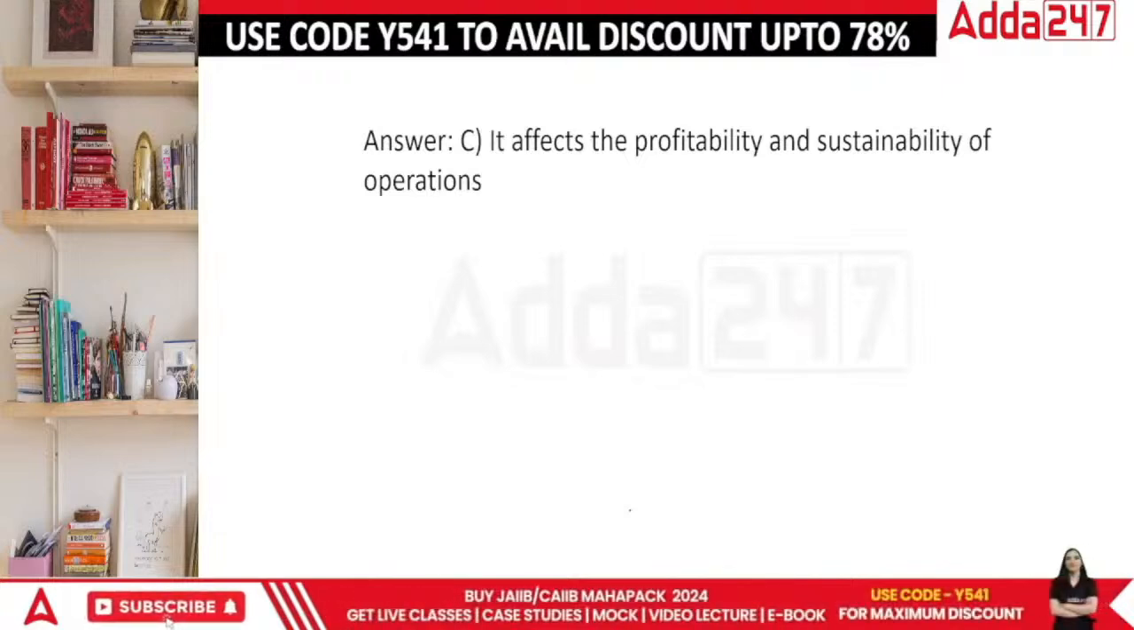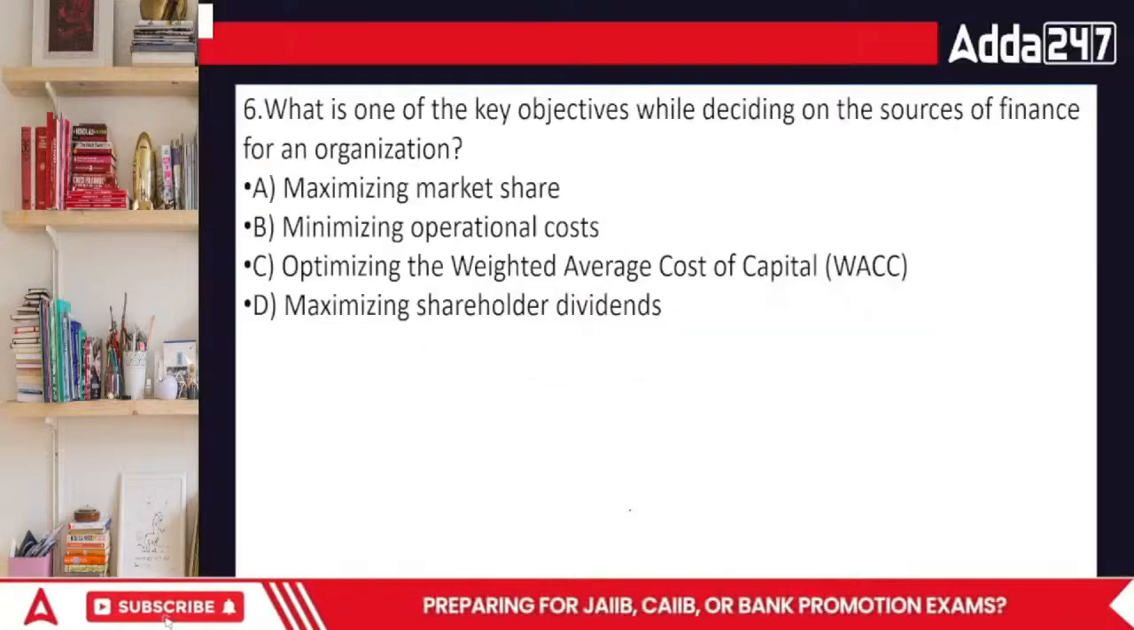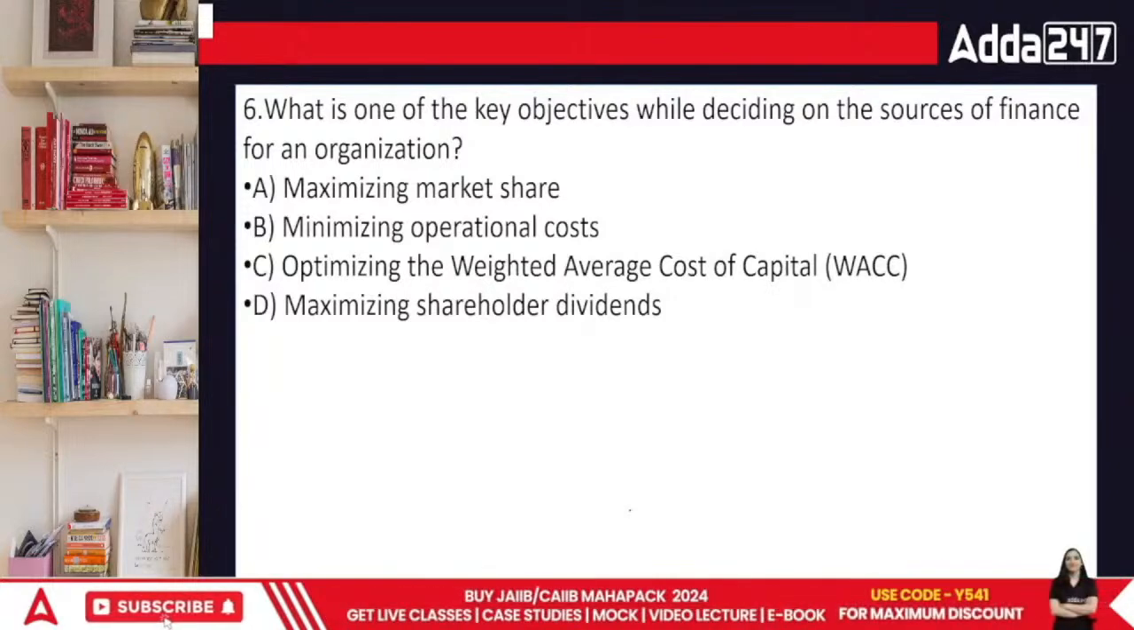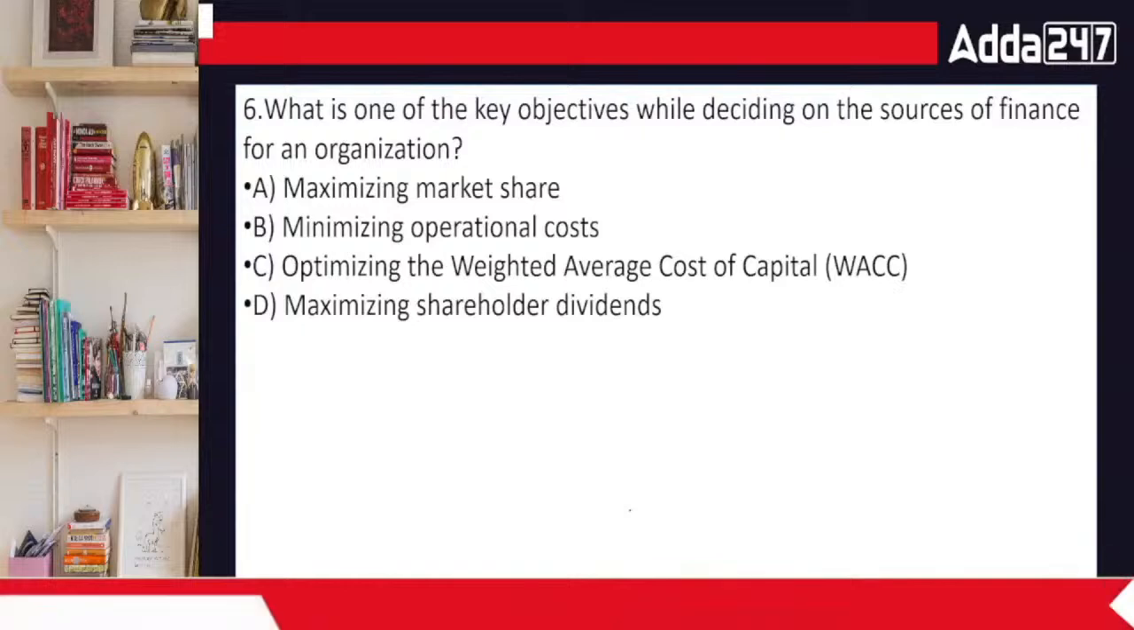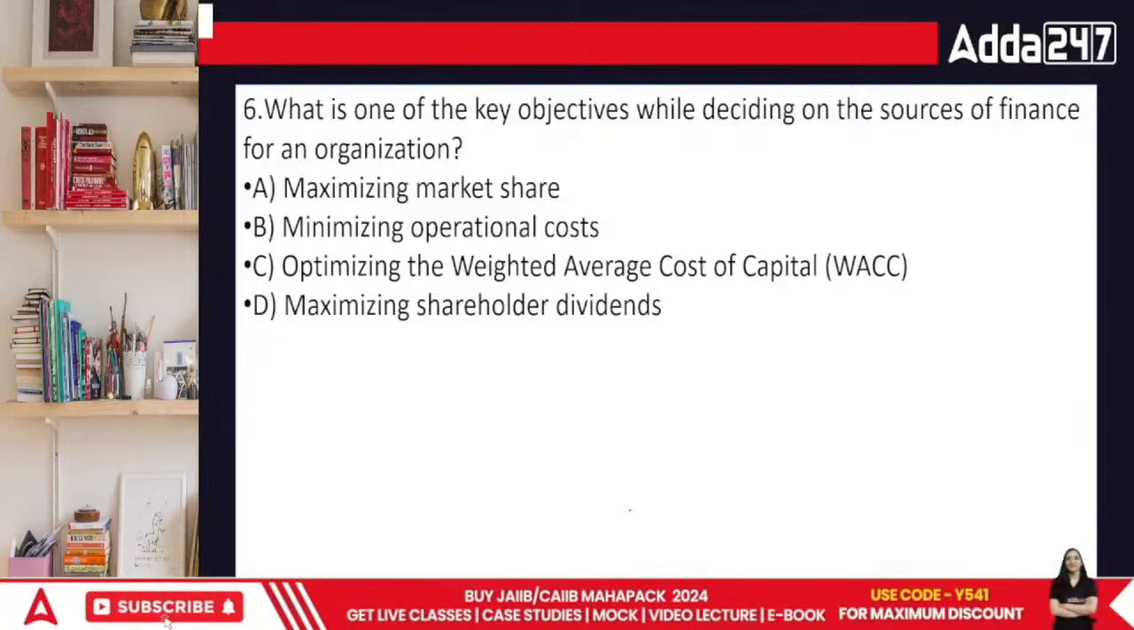Now let's look at the next point. What is the key objective while deciding the sources of finance? The sources of finance play a very important role. Where are we getting the money from? We're getting the money from a specific area altogether.